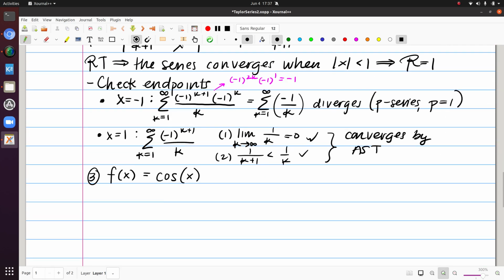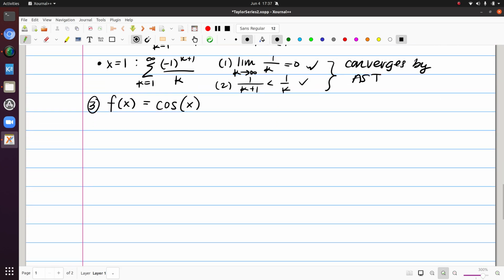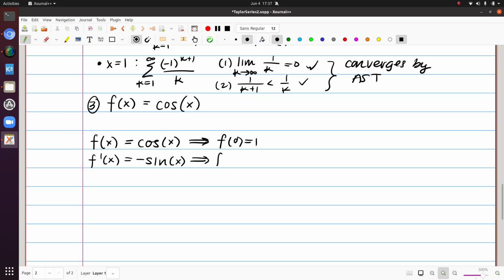And then finally, the last classic example I want to go through here is cosine of x. Again, centered at 0. So we're going to have our original function. When we evaluate cosine of x at 0, we get +1. And then the first derivative would be minus sine of x. Evaluating that at 0, we get 0.